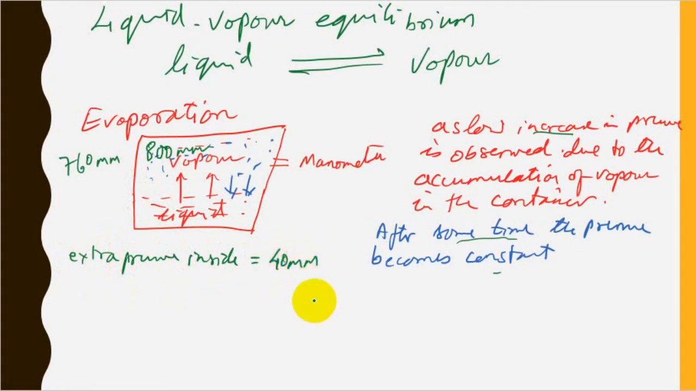And this 40 mm is due to what? The vapors, because the atmospheric pressure is 760. The extra pressure is because of accumulation of the vapors. So this 40, the extra pressure here which we are getting, we'll call it the vapor pressure of a liquid. Okay, this extra pressure is called the vapor pressure.